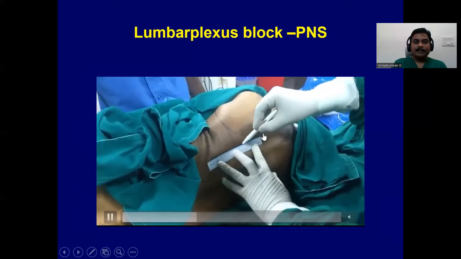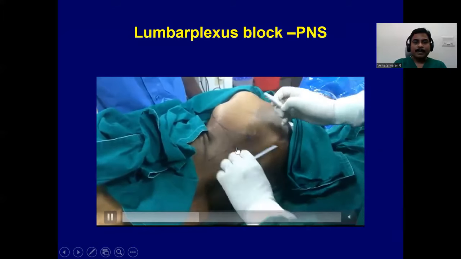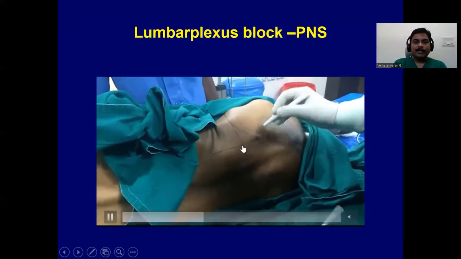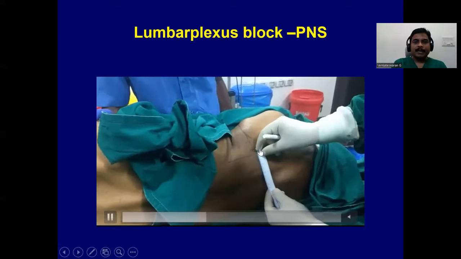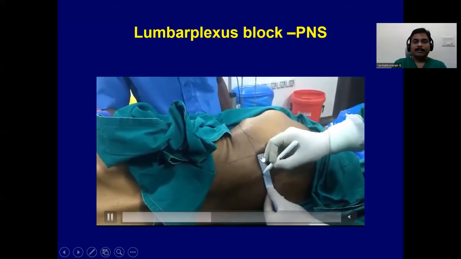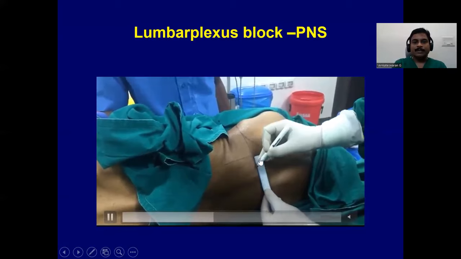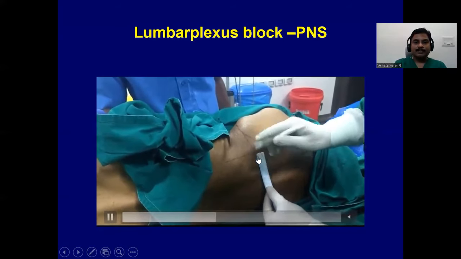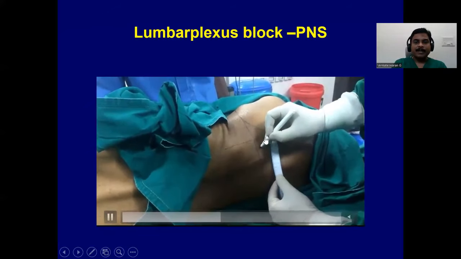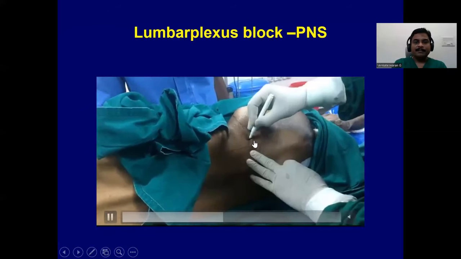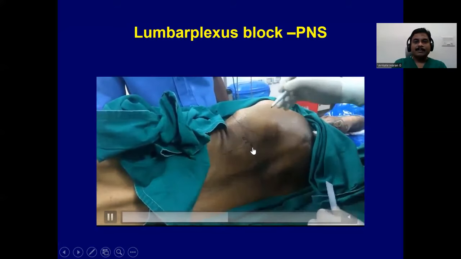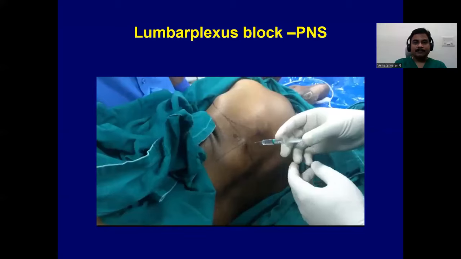So from the PSIS, you draw a line perpendicularly up where it meets the Tuffier's line. So this is the one which is very, very important. And you can see the meeting point will usually be 4 centimeters from the midline. This 4 centimeters corresponds to the length of the transverse process. So the most important thing is the line from the PSIS where it meets the Tuffier's line. This is the point of insertion for lumbar plexus by Winnie's technique.